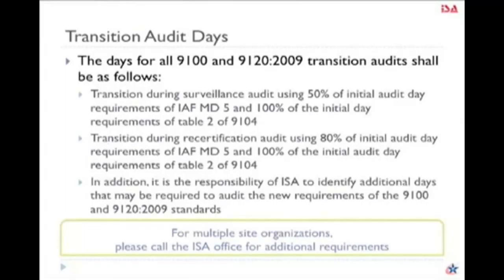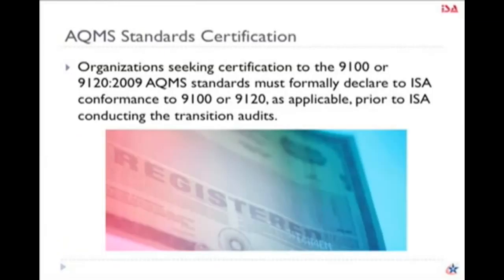The days for all 9100 and 9120 2009 transition audits shall be as follows. For multiple site organizations, the transition during the existing audit cycle will vary. If you are a multiple site organization, please call the ISA office for additional requirements. Organizations seeking certification to the 9100 or 9120-2009 AQMS standards must formally declare to ISA conformance to 9100 or 9120 prior to ISA conducting the transition audits.